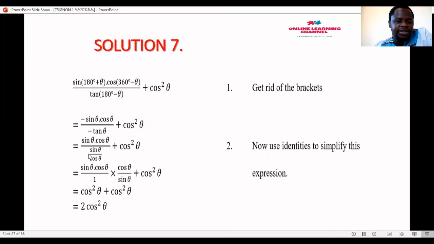Now this is a long division, so your numerator stays the numerator and the denominator becomes the numerator, so you multiply it and you will have cos over sin theta from here. So the sine and sine will cancel. Then you're left with cos multiplied by cos, which is cos squared, plus cos squared theta, which is 2 cos squared theta.